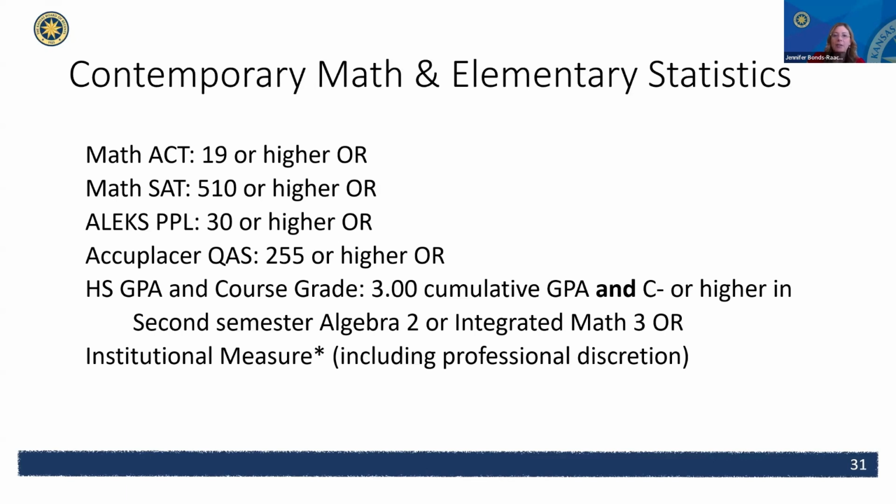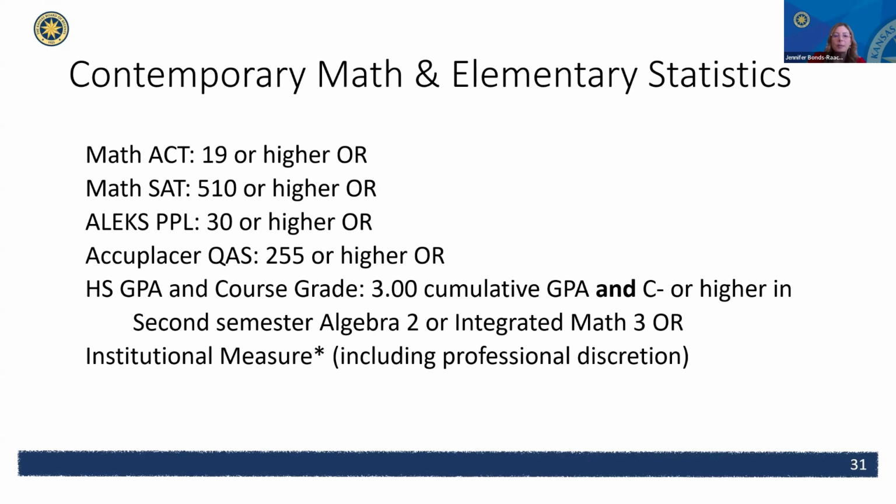So I'll give you a minute to take a look at the math, ACT, and SAT scores as we begin looking at contemporary math and elementary statistics. So this slide presents the committee's recommendations for scores needed to place into these two courses without co-requisite support. Again, students only need to demonstrate readiness by achieving one of these scores.